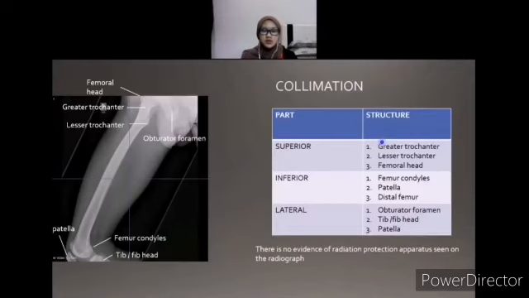Next, for the collimation, at the superior border, structures that should be included are greater trochanter, lesser trochanter, and femoral head. And at the inferior border, structures that should be included are femur condyles, patella, and distal femur. And at both lateral borders, structures that should be included are obturator foramen, tibia and fibula head, and patella. There is no evidence of radiation protection apparatus seen on the radiograph.